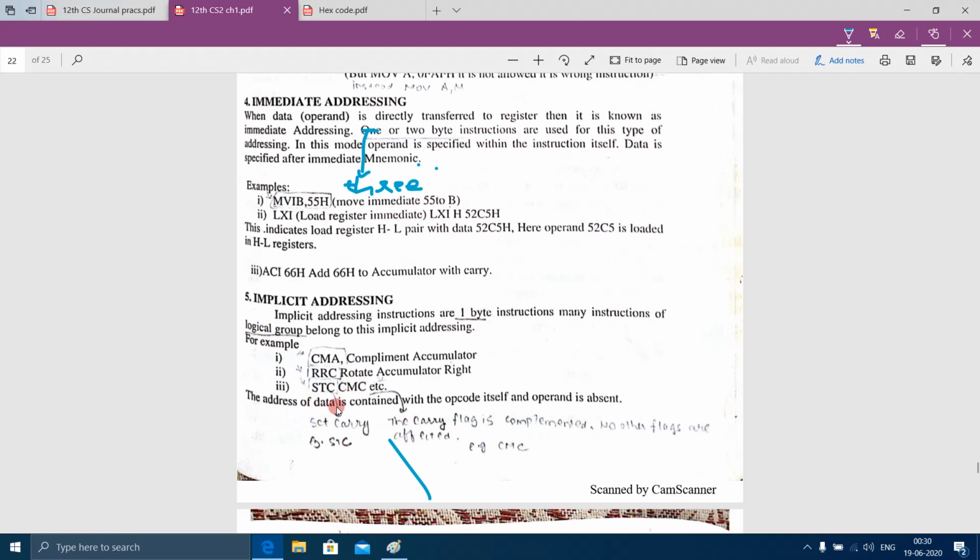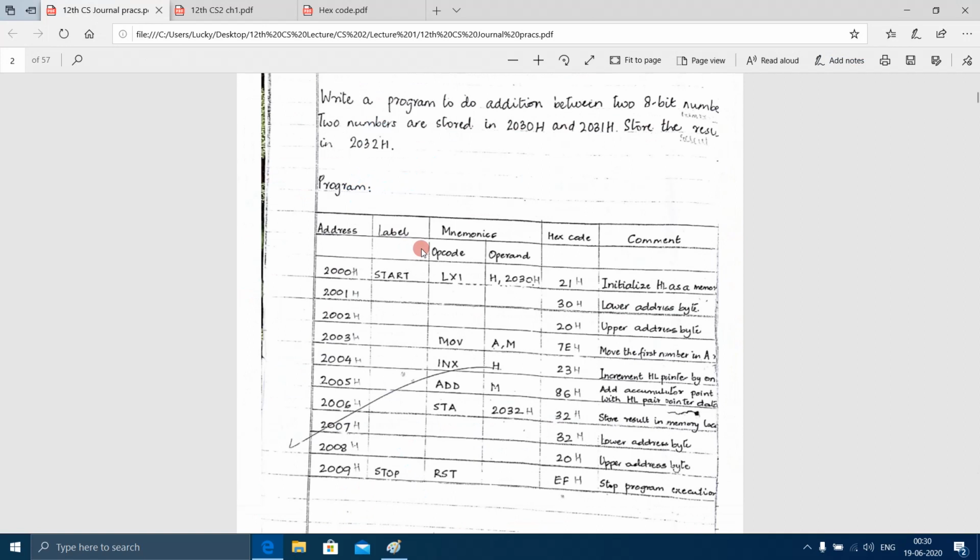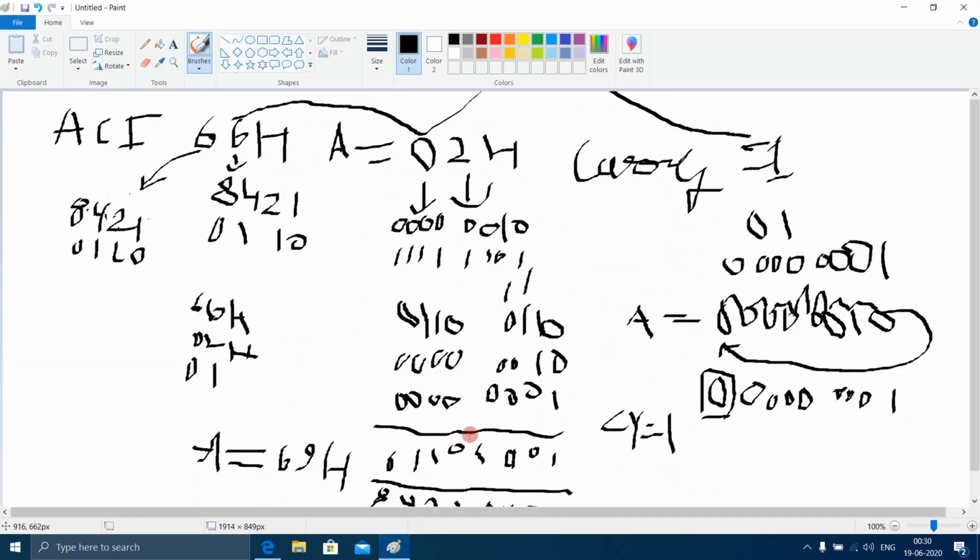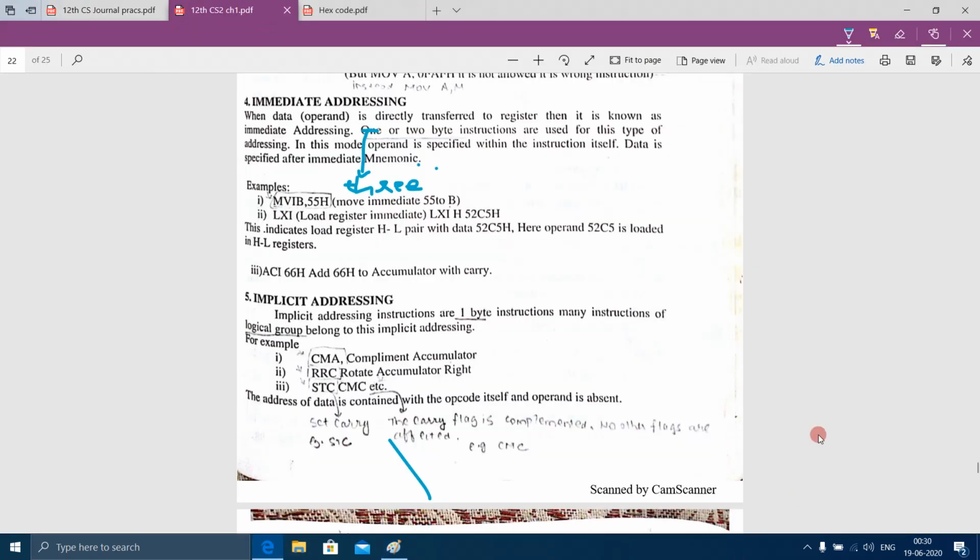In implicit addressing, the address of data is contained within the opcode. I hope you know what an opcode is. Taking the same example of mnemonics, a mnemonic is divided into two parts, opcode and operand. Operand means data. Here the address of data is contained within the opcode. The data is stored in the instruction itself.